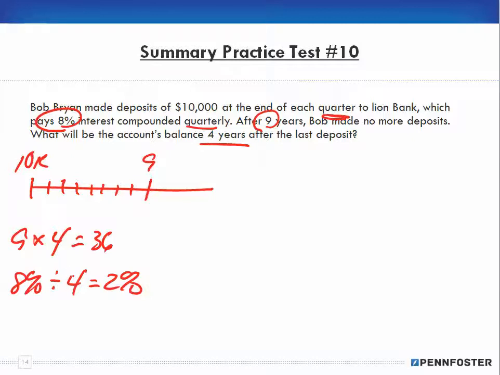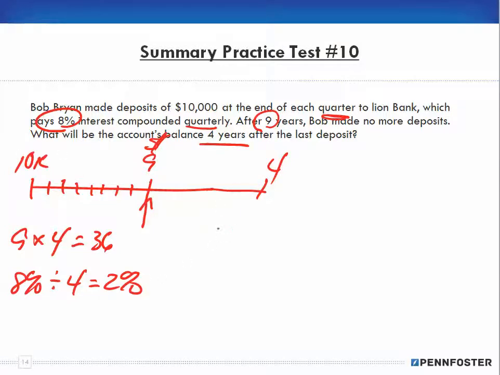So with that said, now we want to know how much it is at this point in time. We're going to look at this from the perspective of an ordinary annuity. We want to know the value of this ordinary annuity at the end of 9 years, and then whatever amount that is becomes a lump sum for another period of 4 years. So first off, let's work on the annuity.